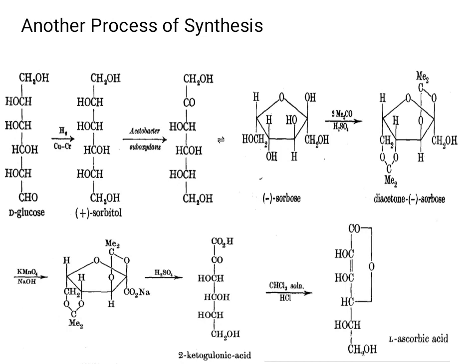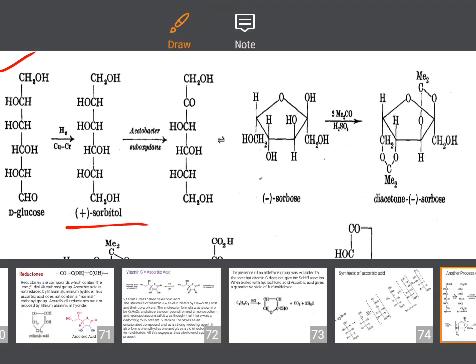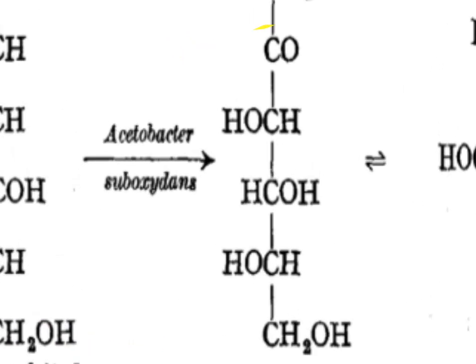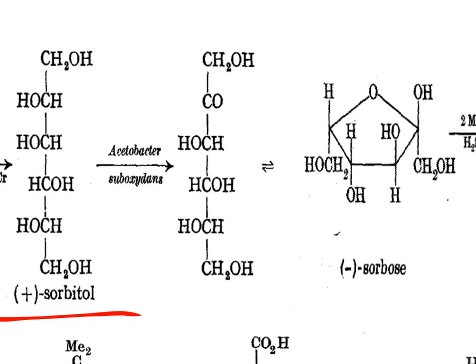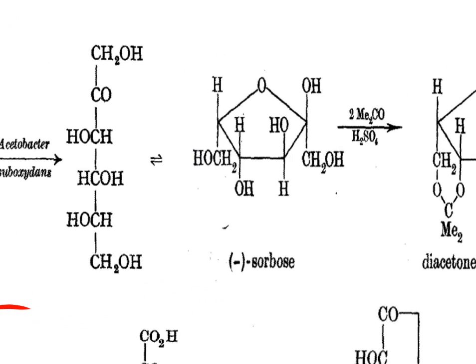There is another process in use for the synthesis of ascorbic acid, which starts from D-glucose. Then hydrogenation in the presence of copper and chromium. You will get sorbitol. After that you can use Acetobacter suboxidans. Then use the Acetobacter suboxidans, you will get this structure, which after ring closure will give sorbose.